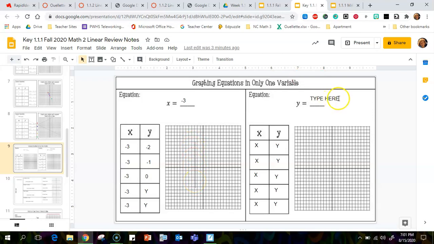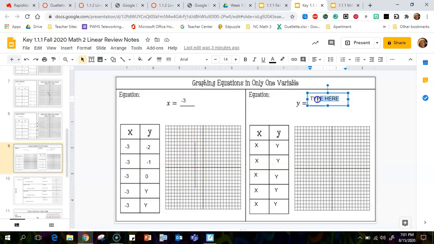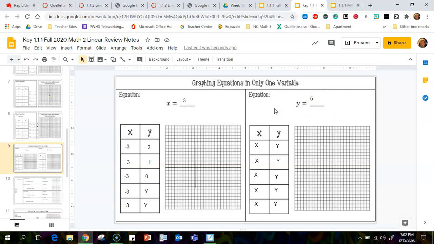Okay, so I'm going to go over here and type in y equals 5. And I'm not even going to do that xy table because I don't need to. If y equals 5, well, where is y equals 5? It's up 5 from the origin. So 1, 2, 3, 4, 5. So no matter what x equals, y is always going to be 5.